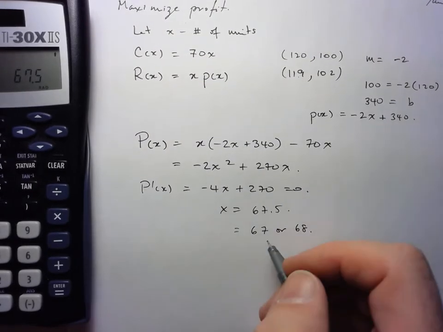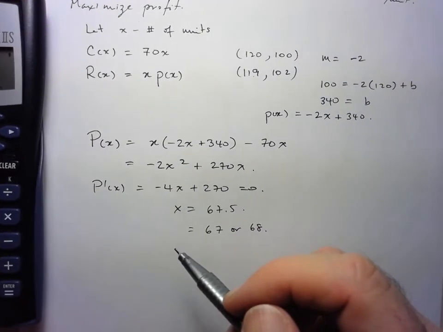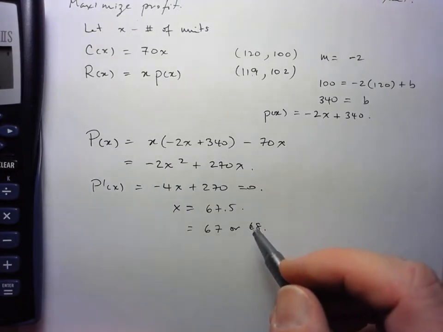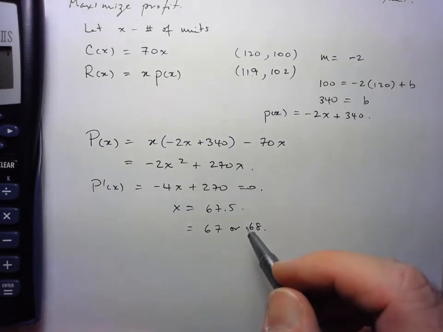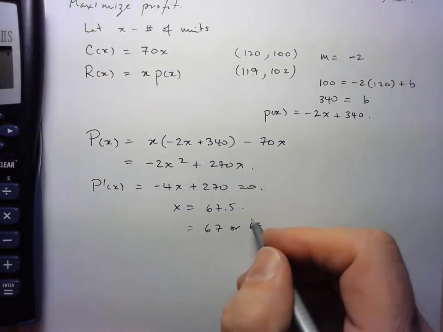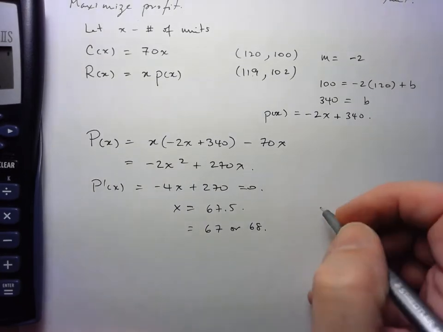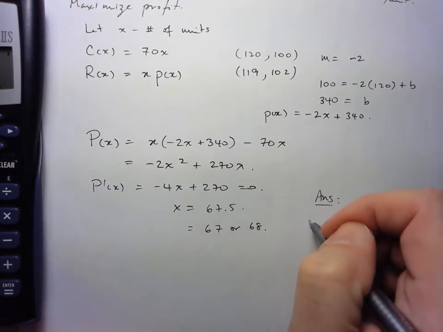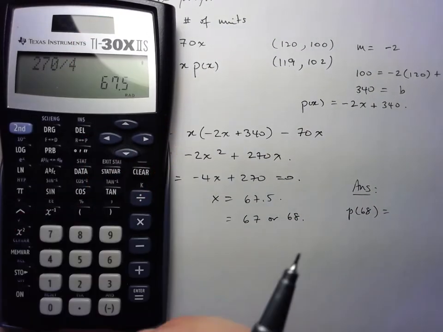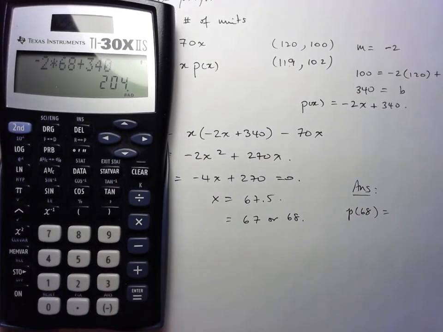So I just need to input each of these into the price function, and then I guess I could have two answers. But the way I look at it is, presumably if you're going to make the same profit, you might as well charge as little as possible, get more people in the door, perhaps. Since the price function is a decreasing function, I know that 68 is going to give me the lower price between the two. So for my answer, that's what I'm going to use. I'm going to calculate p at 68, which is negative 2 times 68 plus 340, which is 204.